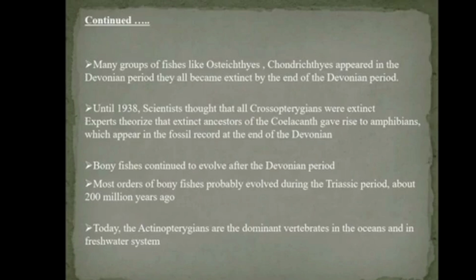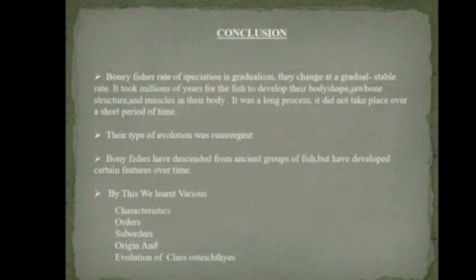By this I conclude my seminar: a bony fish's rate of speciation is gradualism, change at a gradual, stable rate. It took millions of years for the fishes to develop their body shape, jawbone structure and the muscles in their body. It was a long process. It did not take place over a short period of time.